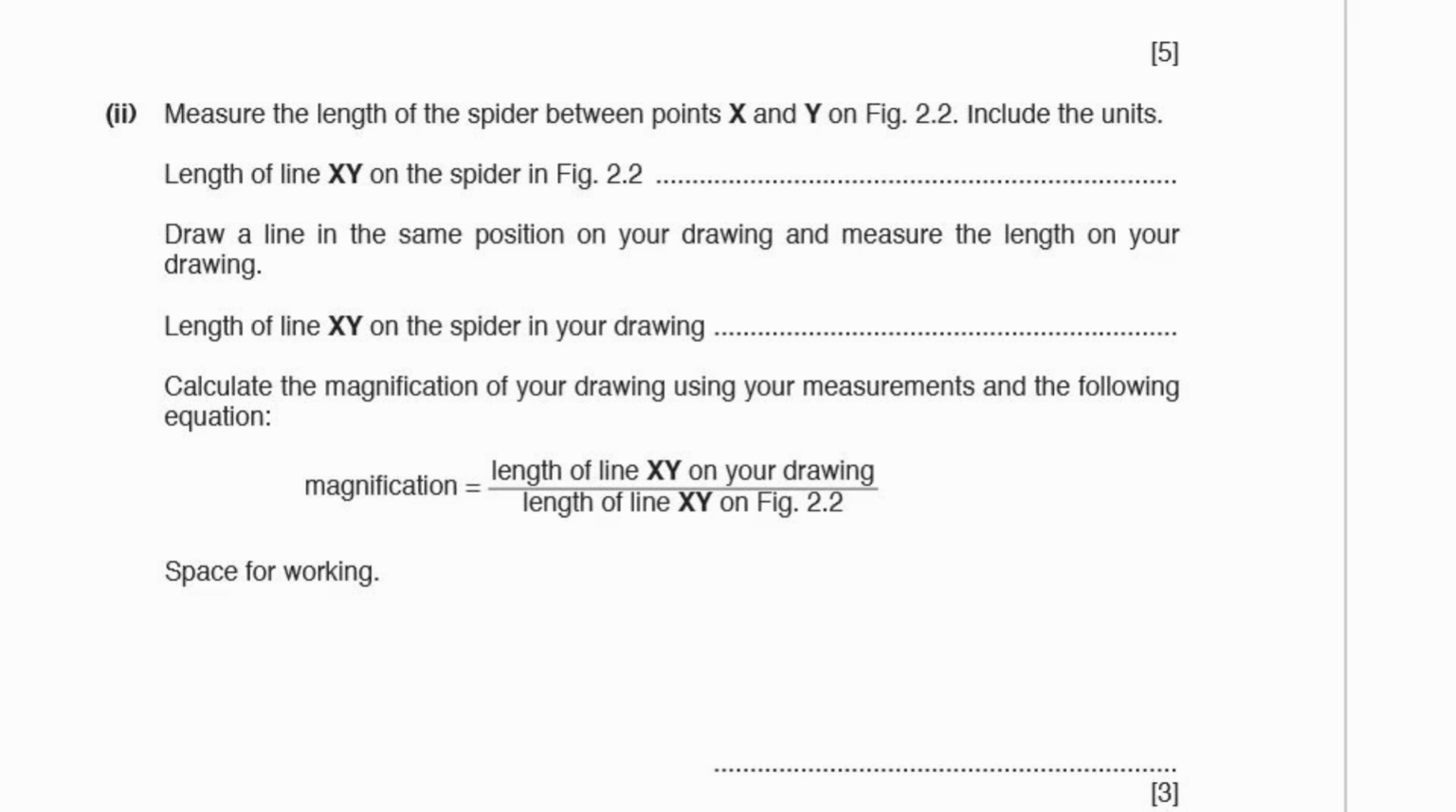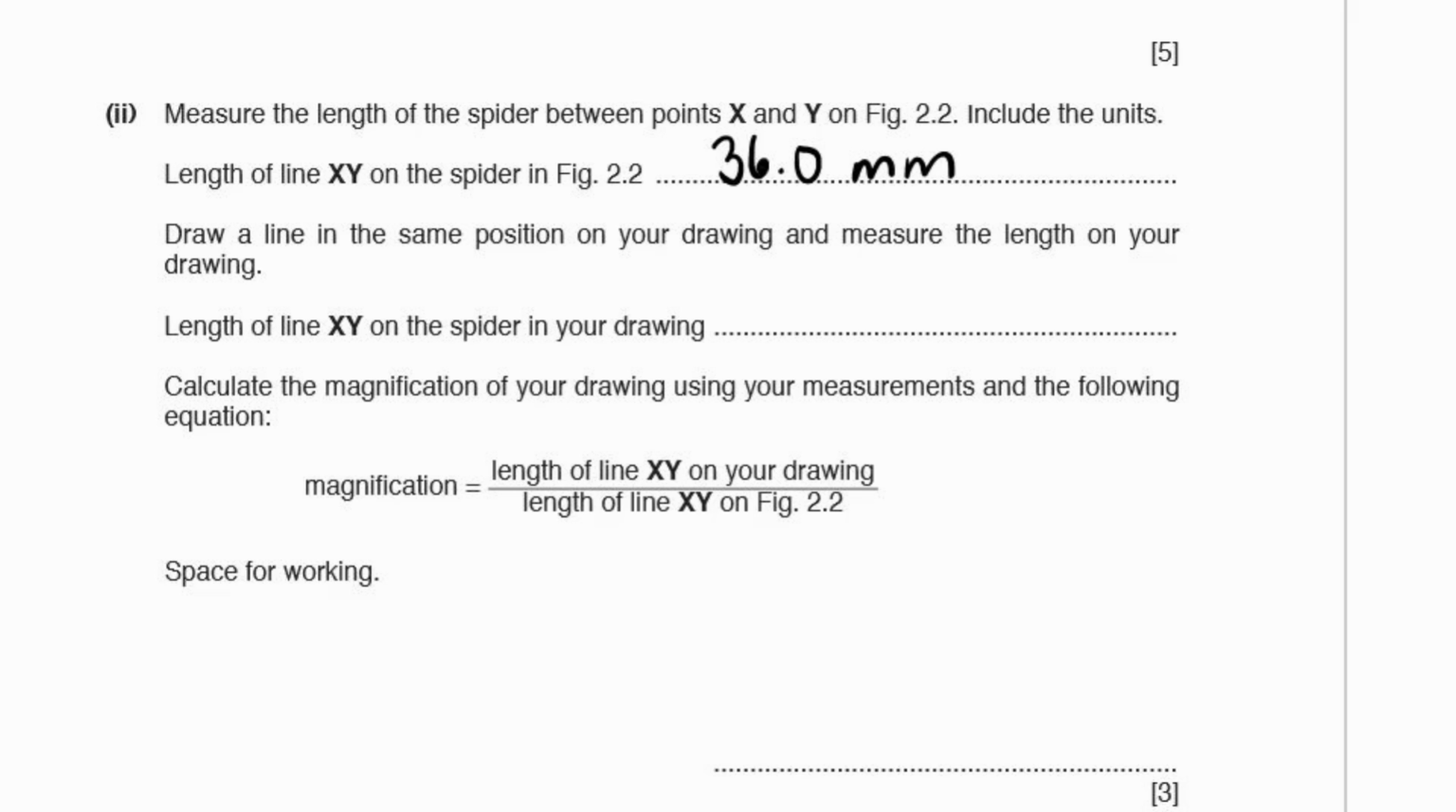2. Measure the length of the spider between points X and Y on figure 2.2. Include the units. So I have mine printed out on a piece of paper. It's a different size to the paper that they use for the exams. When I measured the line, length X to Y, I measured 36.0 millimeters. But the mark scheme says it's 38.5 millimeters to 41 millimeters. So there is still a little bit of variation they accept, even though there is a specific size of it. But you do have to be careful.